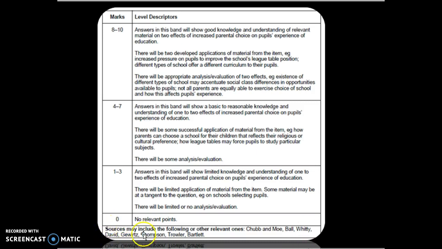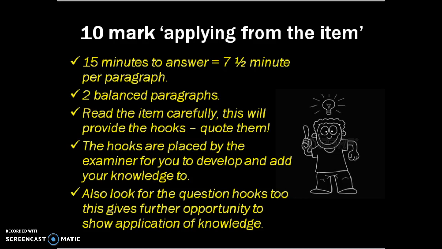Okay, got a few sources that you could have referred to as well, and they're there for your reference, but not necessarily essential as long as you are answering the question clearly. So just to remind you what a 10 marker entails, where you have to apply from the item. You have 15 minutes to answer this. So that's roughly 7.5 minutes per paragraph. That's assuming that you don't get any additional time or timed rest breaks. You are expected to have 2 balanced paragraphs, so they should look the same, equal amounts, and make sure that you read the item carefully.